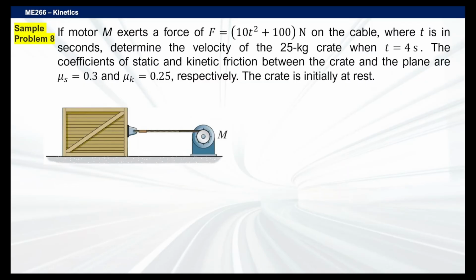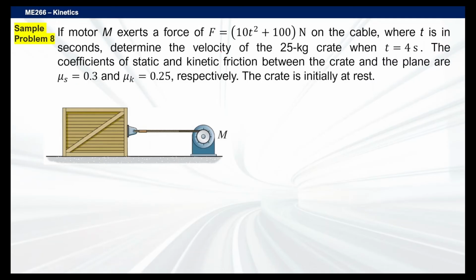Okay, next up is this one. This one is pretty simple, although we had a similar problem in our previous lecture, but this one, your force is represented by an equation. So here we have a motor M that exerts a force of F equals 10t squared plus 100 newtons on the crate, where t here is in seconds, and t is time. Determine the velocity of the 25 kilogram crate when t equals 4 seconds.